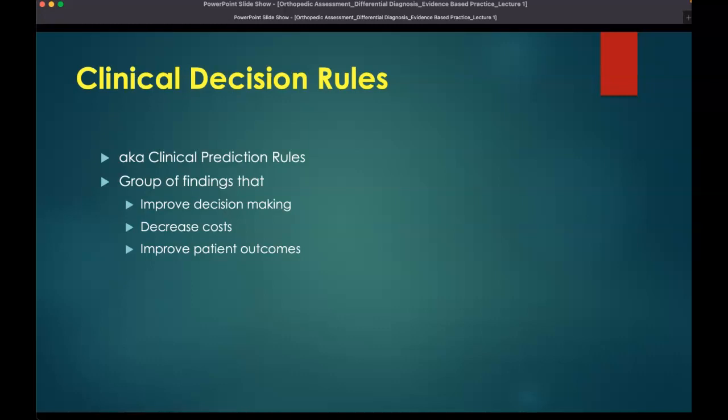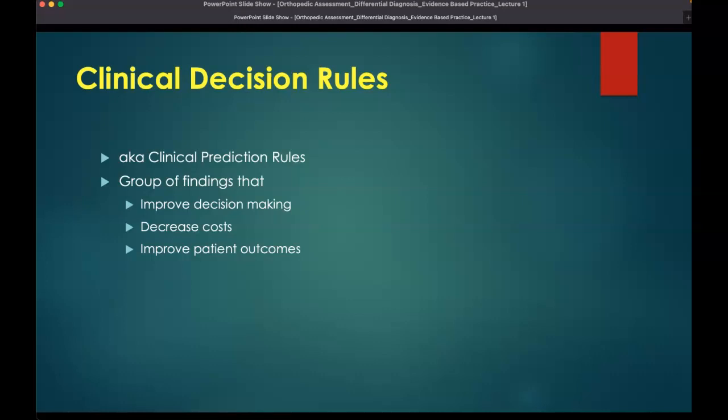The last thing I'll leave you with are these things called clinical decision rules, which are different and distinct from evidence-based practice, but still use evidence to drive decision making. The clinical prediction rules, there are a few sets of those, one of those being the Ottawa ankle rules, the Ottawa knee rules, and we'll learn about the clinical decision rules for low back pain and treating low back pain patients when we get to that segment in this class.